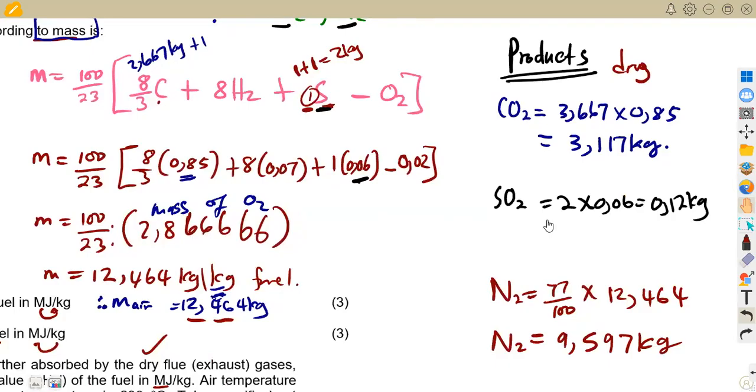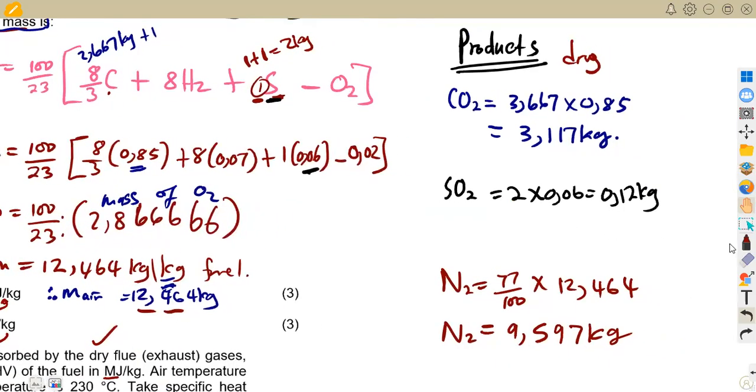So these are the products that are required. So what is the total mass? Because the whole part of our calculation is to obtain the total. The carbon dioxide, the sulfur dioxide, and the nitrogen combined, what is the total of these masses? So we are going to obtain a total of 12,834 kilograms. So this is the total mass.